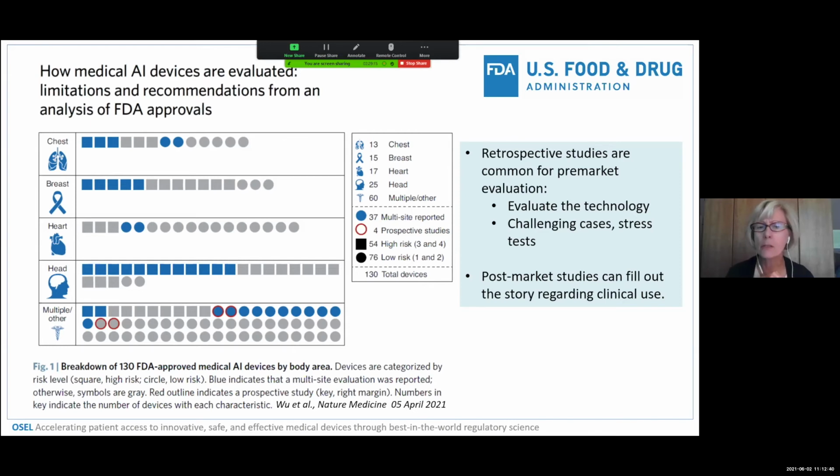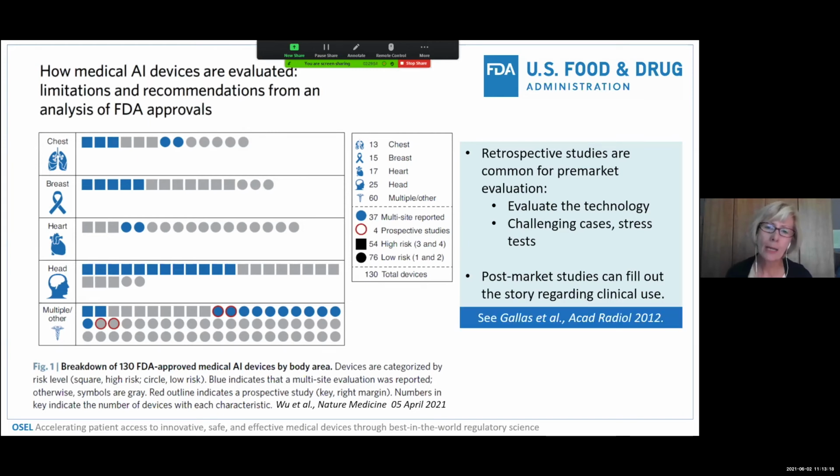And it allows us to do some important subgroup analysis involving perhaps challenging cases or stress tests in a way that's least burdensome, and gives FDA its expected evidence that a device does indeed provide additional information to the user. And then we understand that how that information is used in the clinic is something that's going to unfold over time as clinicians get used to the device and how it's providing value for them in their environment. And post-market studies can fill out the story regarding clinical use.